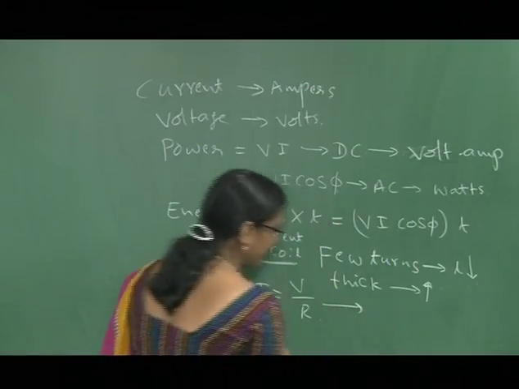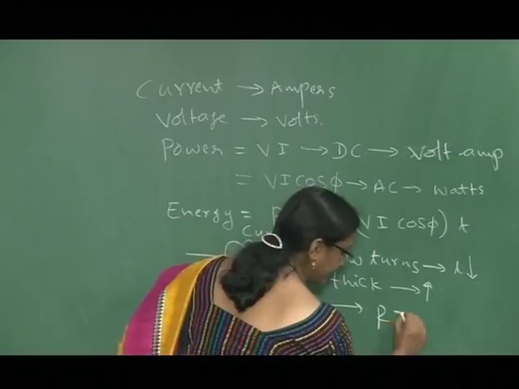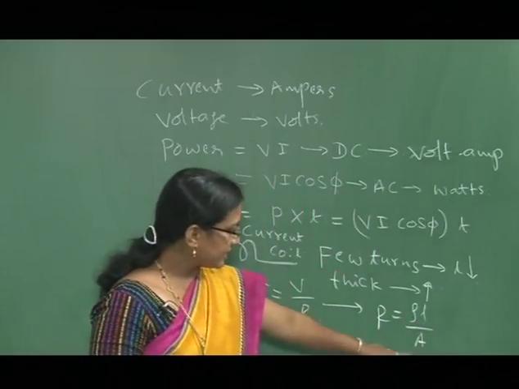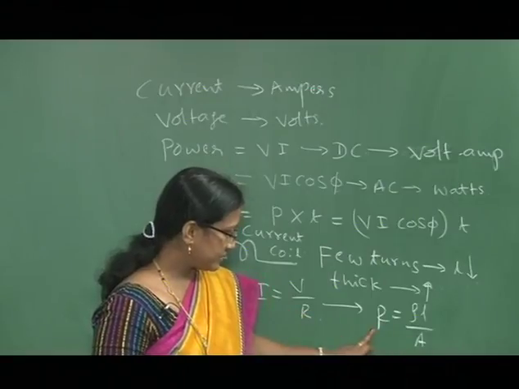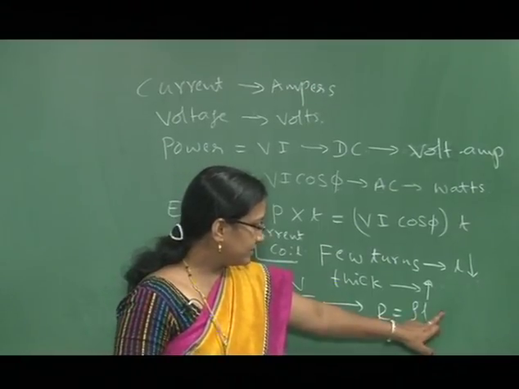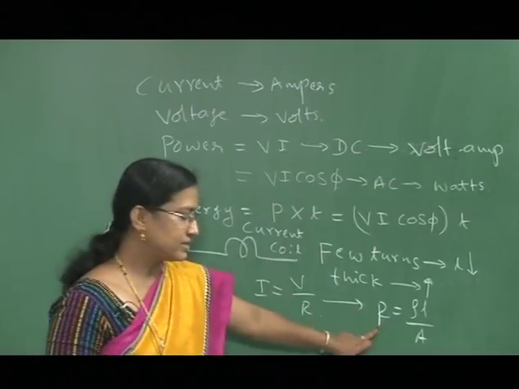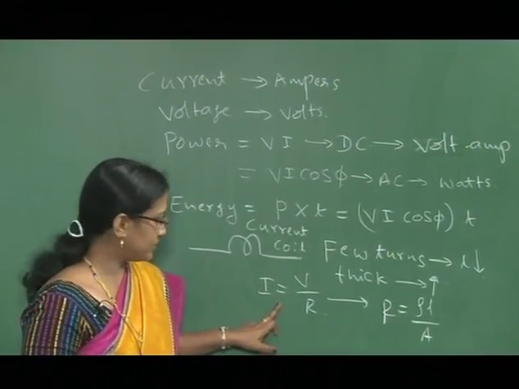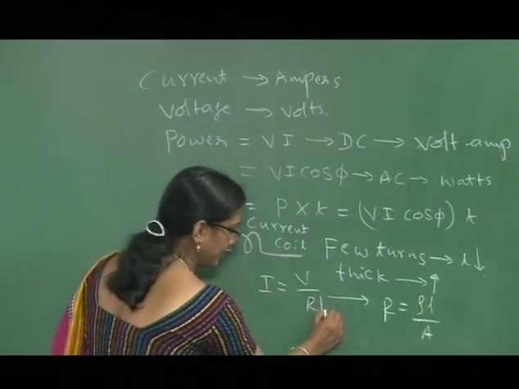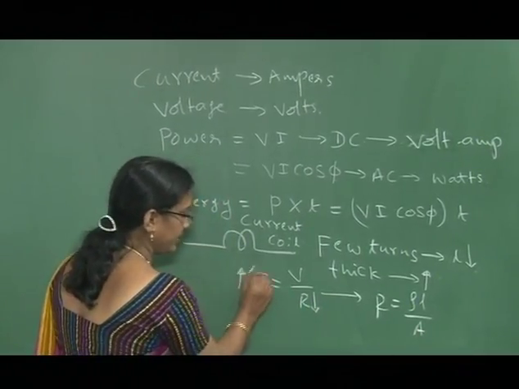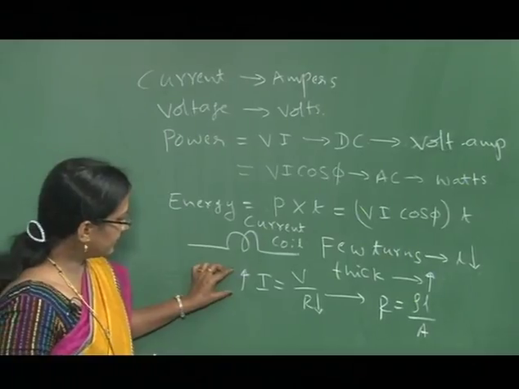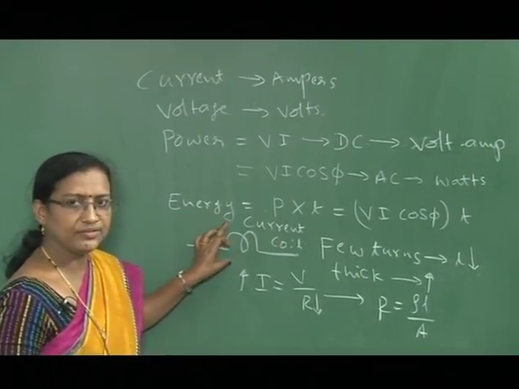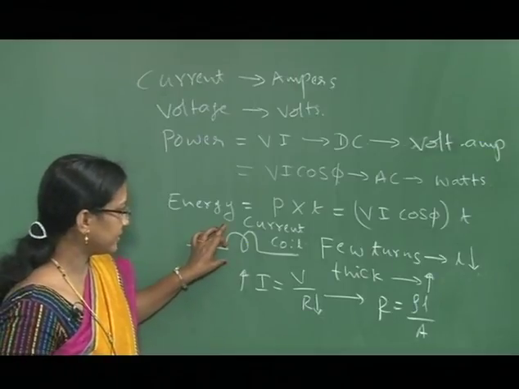In terms of dimensional parameters, R is represented as rho L by A. When the area of the coil is more, the resistance will be less. When the length of the coil is less, the resistance will be less. For current to flow properly, the resistance should be less, and under that condition the current will be more. That's why for a current coil we use a few turns of thick wire.